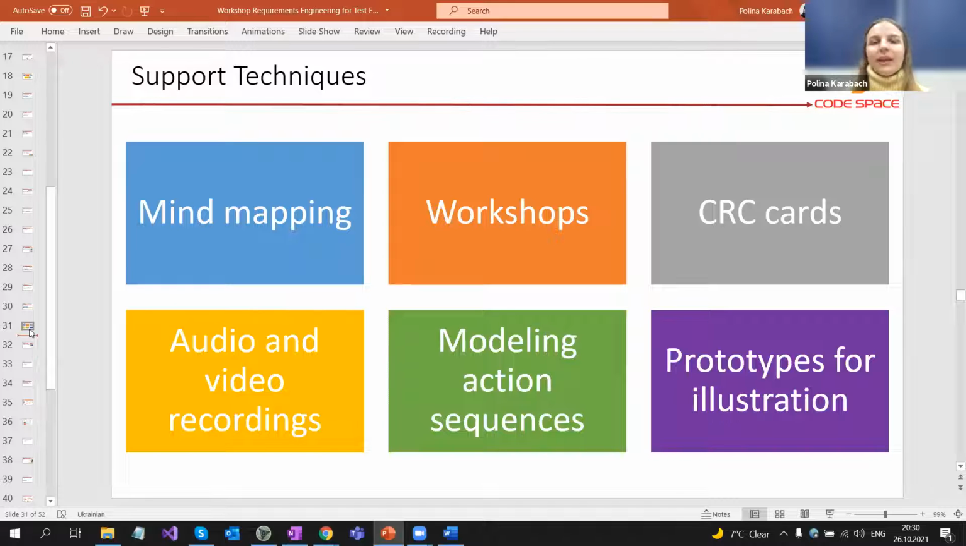Modeling action sequences makes use of modeling while we're constructing or analyzing some complex processes, business processes, etc., and using the prototypes for illustration. While we are interviewing our users, we can make use of this technique, for example, while we let the user test this prototype. We let them use it, and we see what is clear, what is not, and we discuss it during this session. It usually makes it more productive, more fruitful.